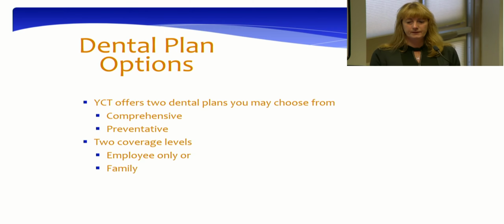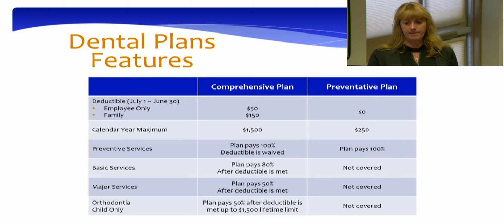For the dental plans, YCT offers 2 dental plans that you can choose from, a comprehensive dental plan and a preventative dental plan. You can elect employee only or family coverage. For the comprehensive plan, there is a $50 deductible and a $150 family deductible. Calendar year maximum paid is $1,500.